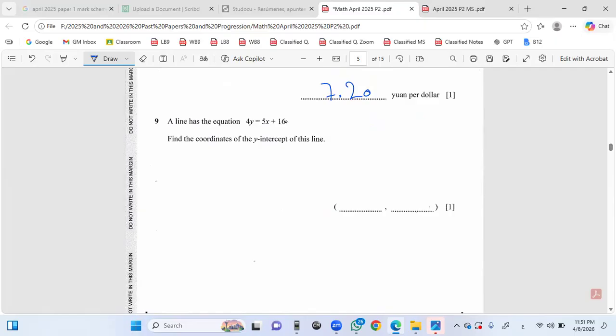A line has the equation 4y equals 5x plus 16. They want you to find the coordinates of the y-intercept of this line. So to find the y-intercept, first I need to make y the subject. So y equals 5x plus 16, but all is over 4. We know that the gradient is 5 over 4, and we know that the y-intercept is 16 over 4, which is 4. So the y-intercept is 4. Good?